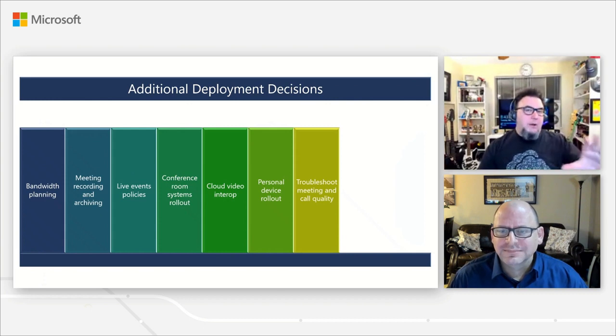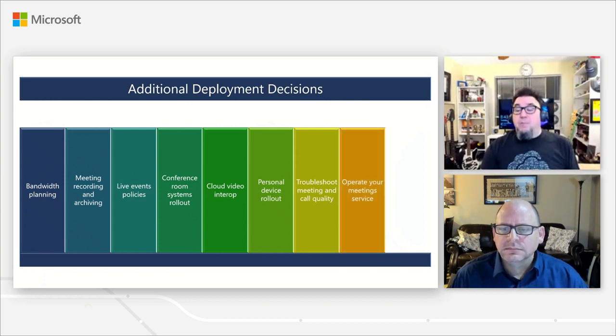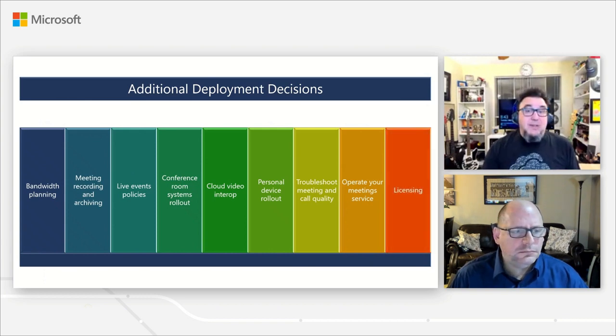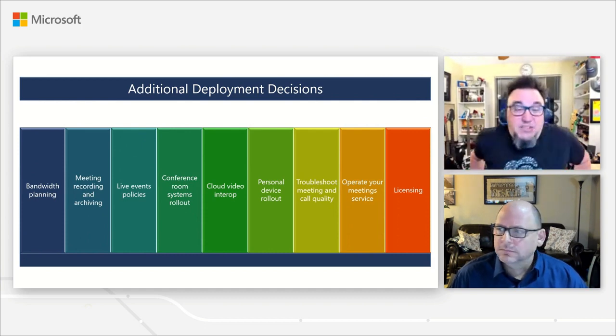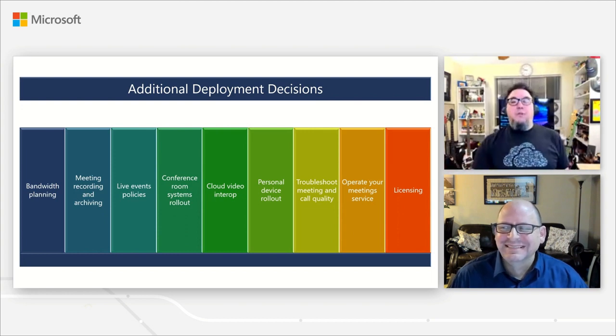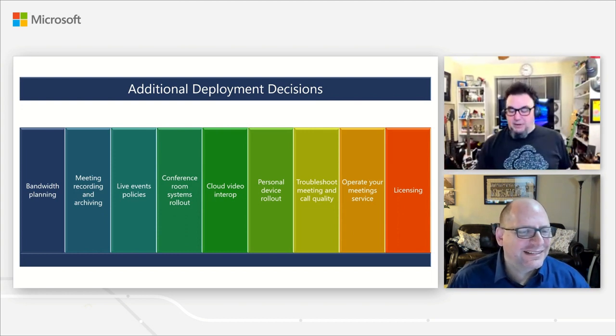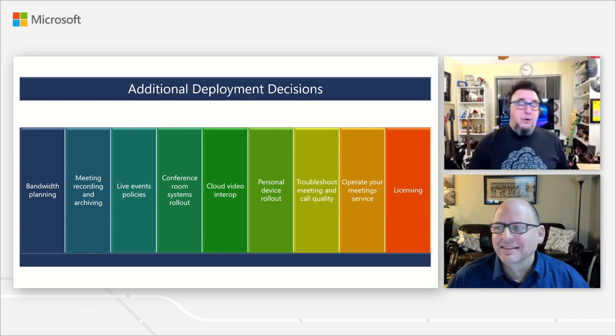Troubleshooting meeting and call quality, which we'll go into a little bit deeper later on. Operating your meeting service, how to go through and do that. And finally, licensing. Licensing plays a big role in what features and functionality you get, especially around things like being able to use labels and aspects of security. The licensing portion of this is going to be an important thing to think about, and if you have the right license to allow you to achieve what you want to do.